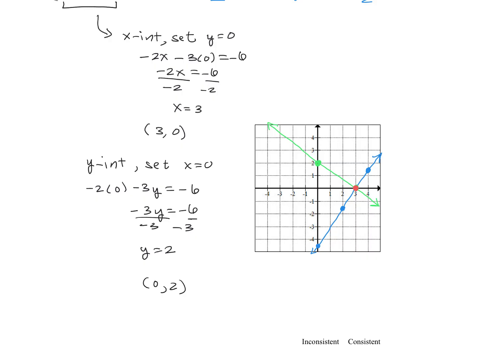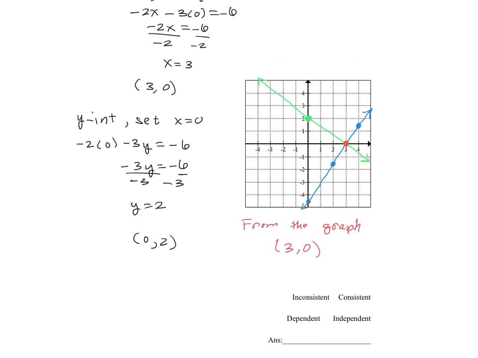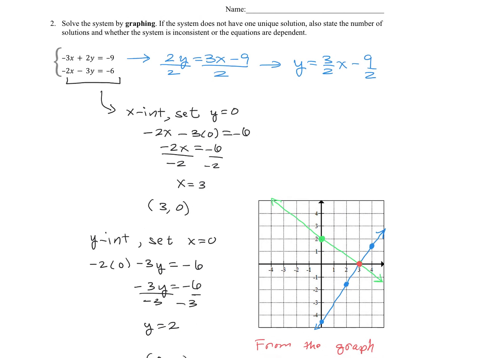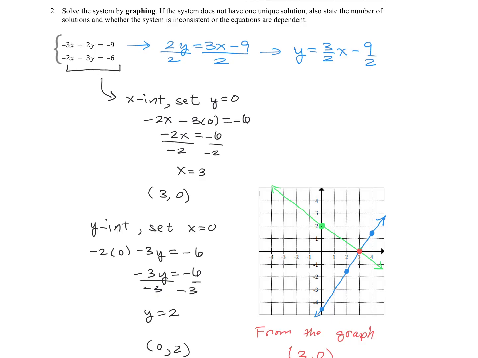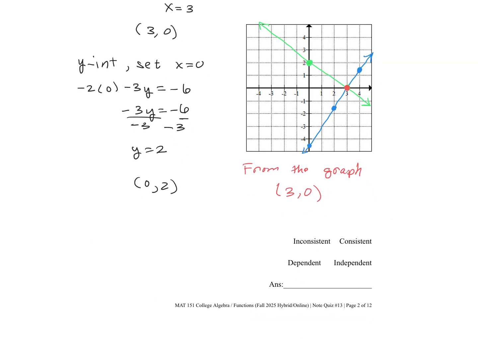So from the graph, we have 3, 0. And we already know 3, 0 lies on the green line because that's how we got the graph in the first place. If we substitute 3, 0 back into the original equation, you will see that we've got negative 3 times 3 plus 2 times 0. That does make a negative 9 equals negative 9. So that point does check. So our solution again is the ordered pair 3, 0.